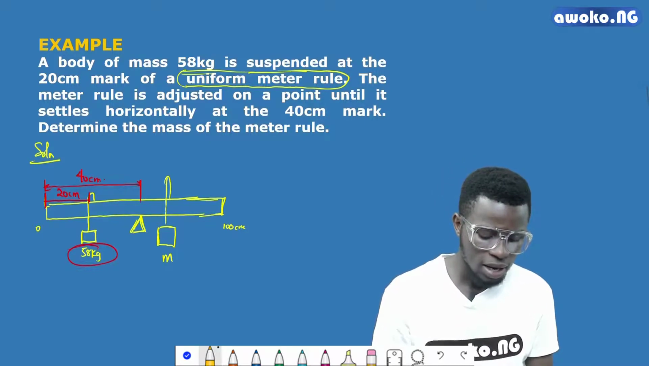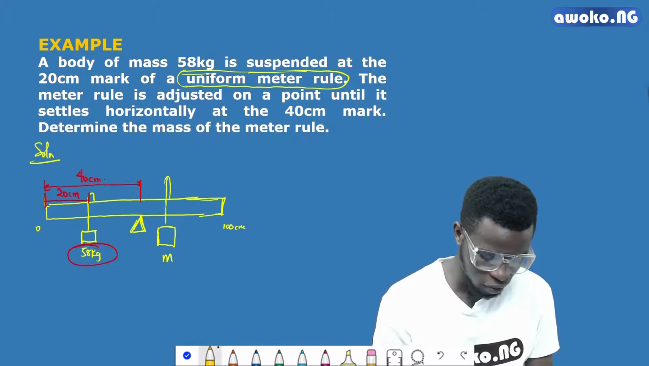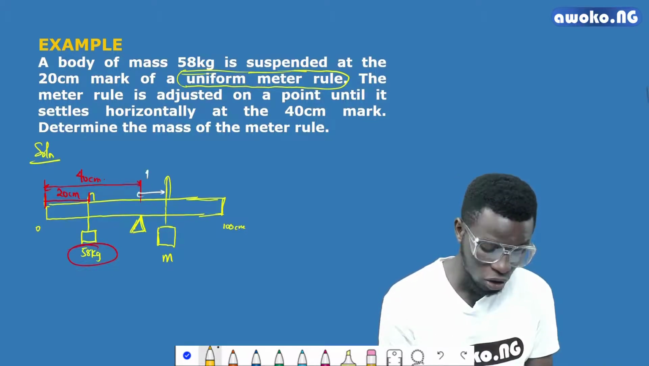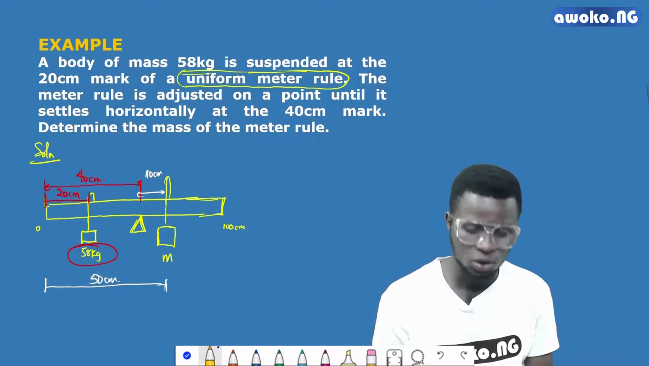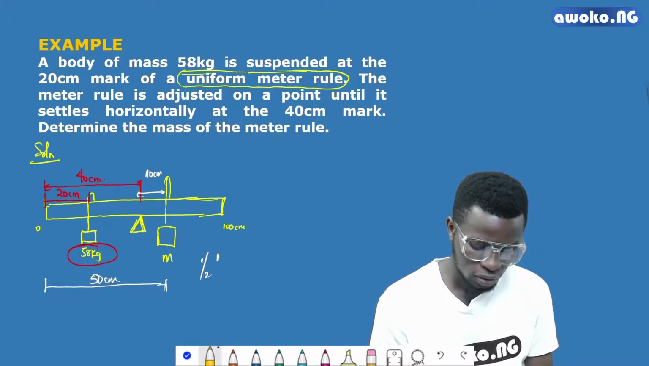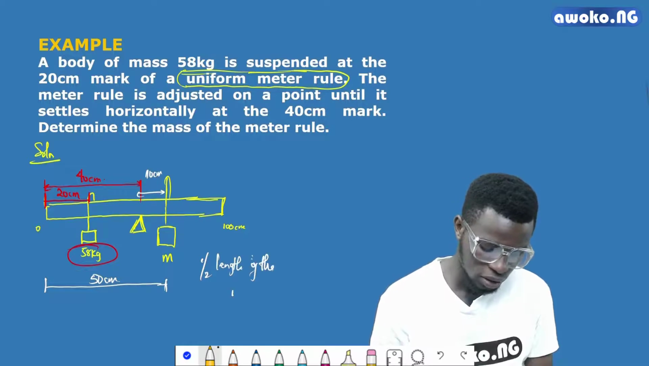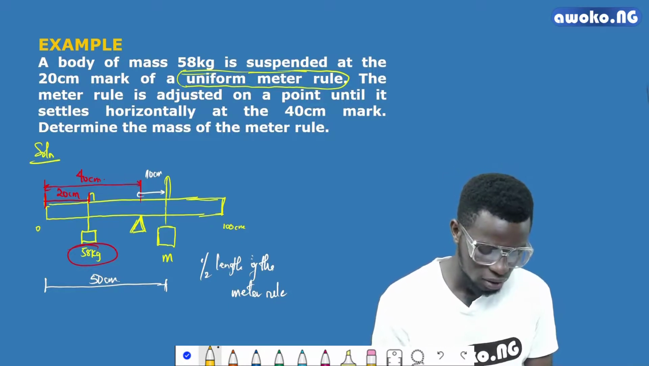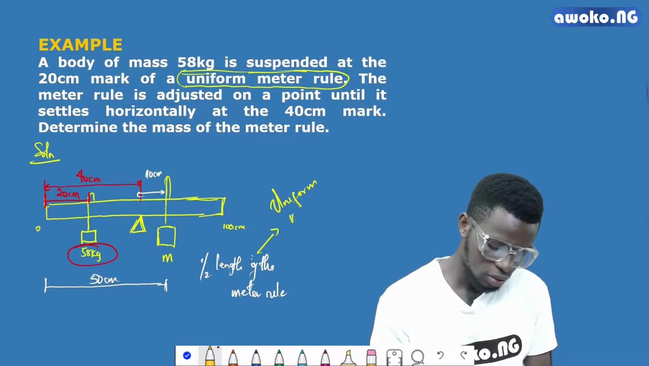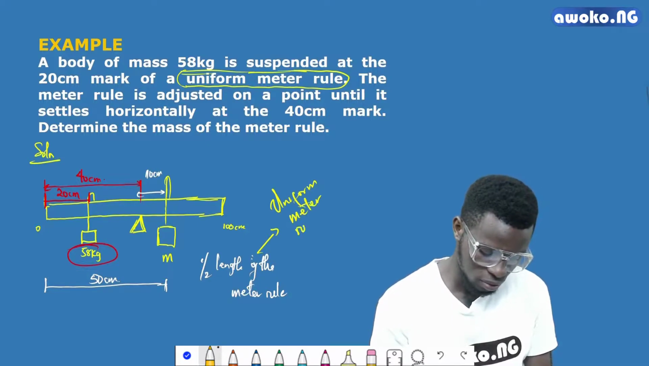You agree with me that at this point, the distance from this point to this point is going to be 10 centimeters, such that from here to here is 50 centimeters, which is half of the length of the meter rule. And why is this so? It is because we're told that the meter rule is uniform. We have a uniform meter rule.